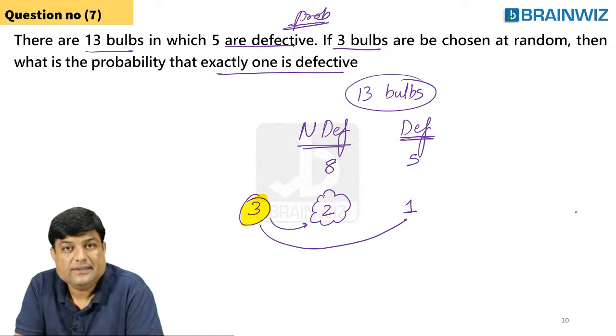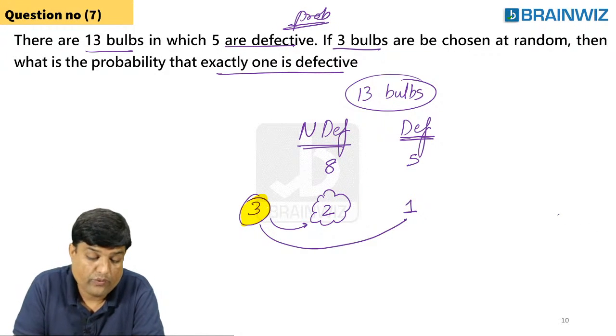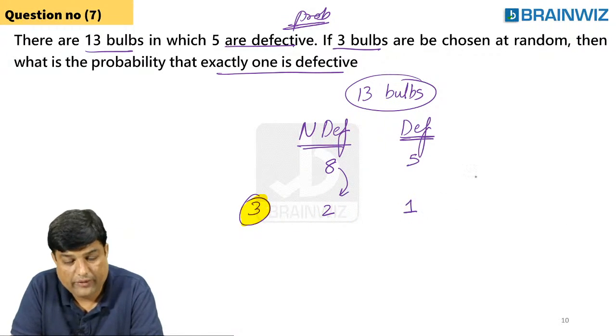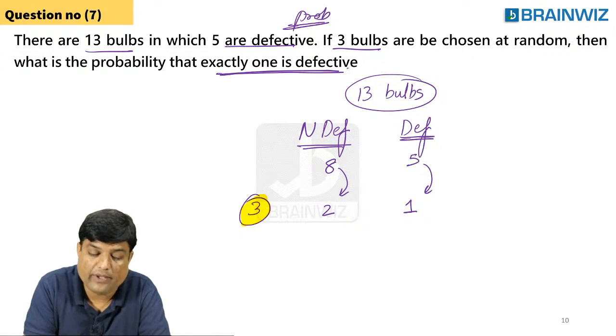I hope you're understanding this. Clear? So this can be done purely by selection process. Following, everybody. So we want the probability of finding this. Out of 8 bulbs, you are supposed to find 2 bulbs which are non-defective. Out of 5 defective, you're supposed to find 1 defective, because he told you exactly 1 defective, guys.